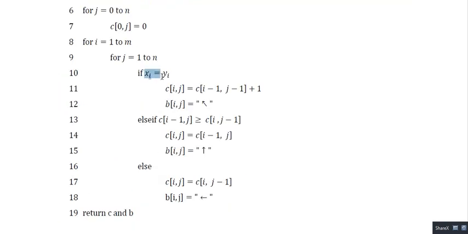If xi equals yj, then the cost will be 1 plus the cost where you discard one character from each sequence, so it will be i minus 1, j minus 1. And you put this arrow in the matrix B at ij. This diagonally headed arrow represents that there is a match of characters. Else if this is greater, we are going up in the matrix, so that's why the up arrow.